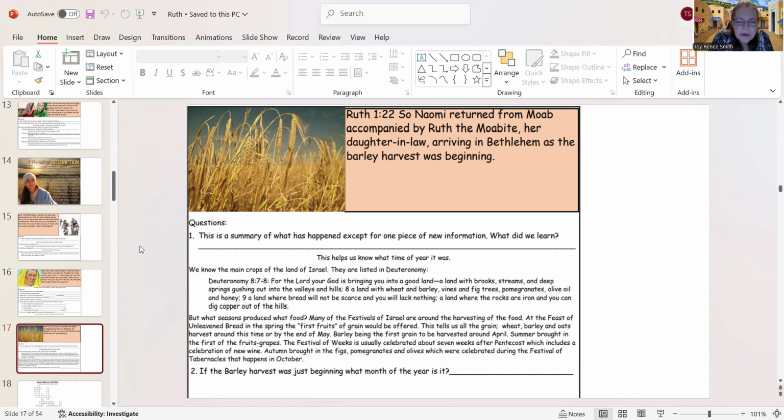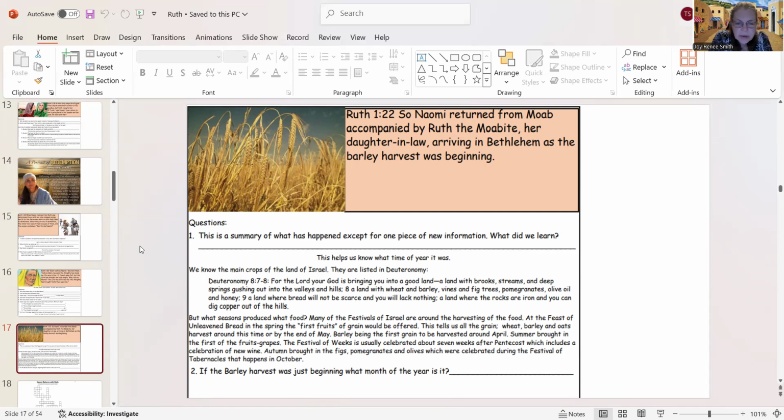This helps us know what time of year it was. We know the main crops of the land of Israel. They're listed in Deuteronomy 8:7-8. For the Lord your God is bringing you into a good land, a land with brooks, streams, and deep springs gushing out into valleys and hills, a land with wheat and barley, vines and fig trees, pomegranates, olive oil, and honey, a land where bread would not be scarce and you will lack nothing, a land where the rocks are iron and you could dig copper out of the hills.